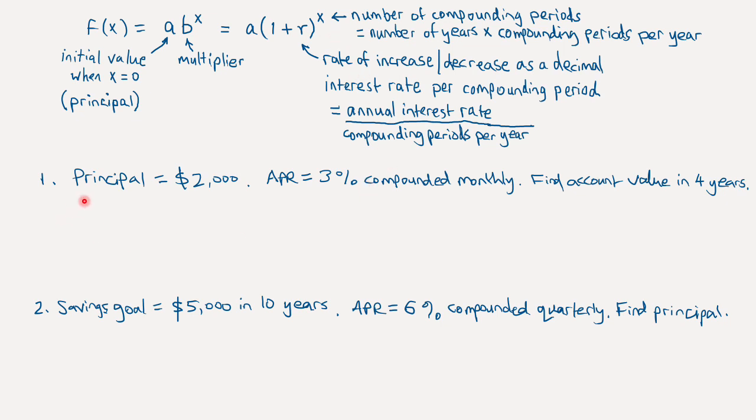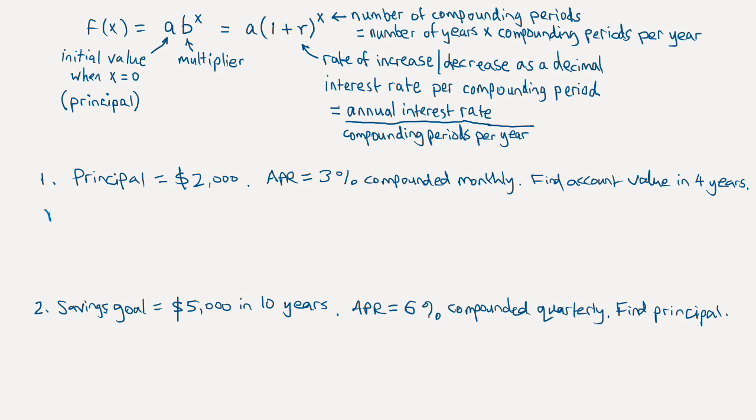So first of all, let's think about a savings example where we're initially investing $2,000 and our annual percentage rate, APR, so our annual interest rate, is 3%, and we're compounding interest monthly, and we want to find the account value in 4 years. So the first thing to do is to figure out what r is in our formula. So r is the interest rate per compounding period. So we need to take that annual interest rate and divide it by 12 because we've got 12 months in a year. So let's do that first.